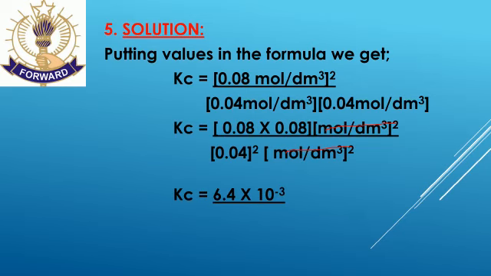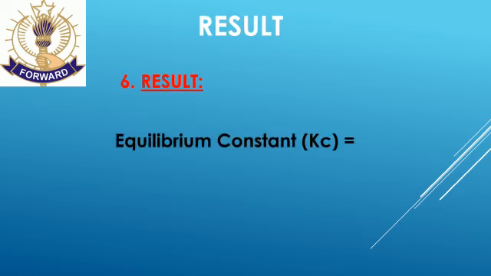So Kc equals to 6.4 into 10 power minus 3 divided over 1.6 into 10 power minus 3. Now here we can see that we have minus 3 in the numerator, will cancel with minus 3 of the denominator, and after division, we will get the answer, that is Kc equals to 4. Now next is result. In result section we will write that equilibrium constant is equal to 4.